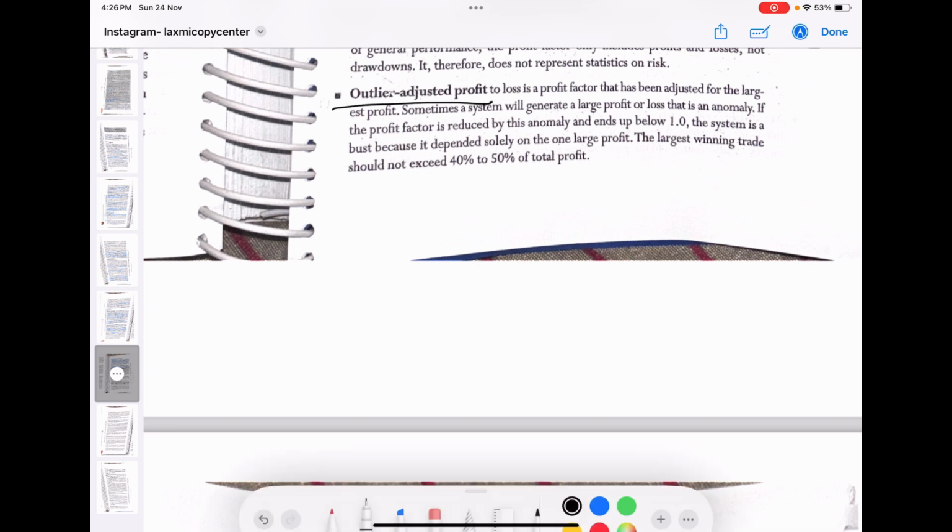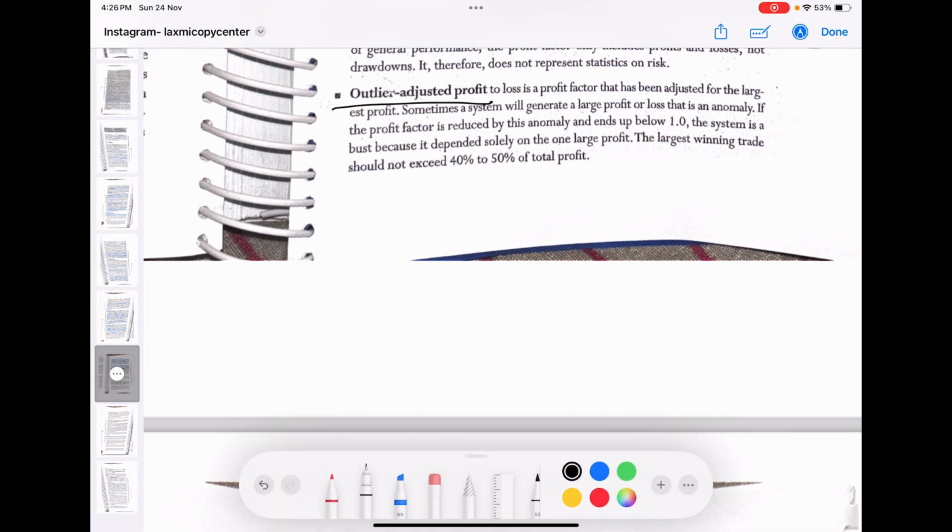Talking about outlier adjusted profit. Outlier adjusted profit to loss is a profit factor that has been adjusted for the largest profit. Sometimes the system will generate a large profit or loss that is an anomaly. If the profit factor is reduced by this anomaly and ends up at 1.0, the system is bust because it depends solely on one large profit, right?